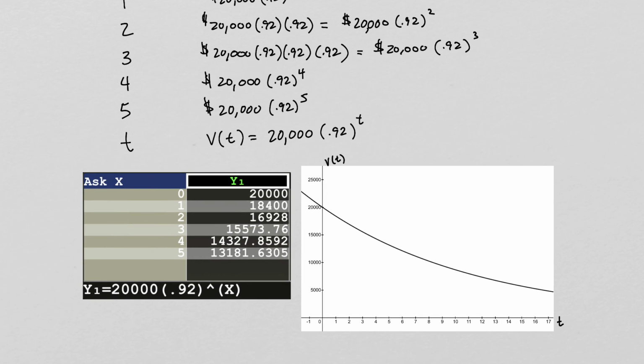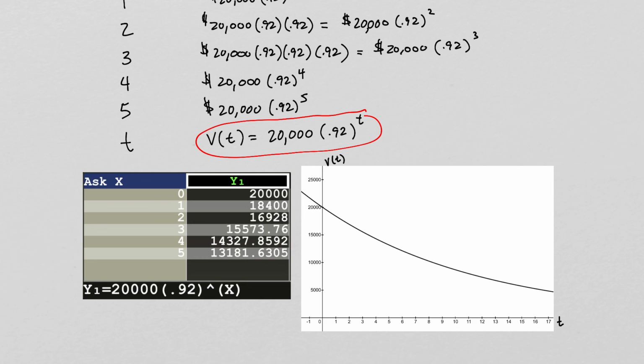So when I say that function, I'm referring to this function right here. You can see on the graph at time equals 0, it's worth $20,000. And every year it depreciates. It goes down, and you can see it's kind of leveling off a little bit more. You can use this graph to approximate values. For example, after 10 years, it's worth a little bit less than $10,000, right? So you can use this graph to get some approximate values for that.